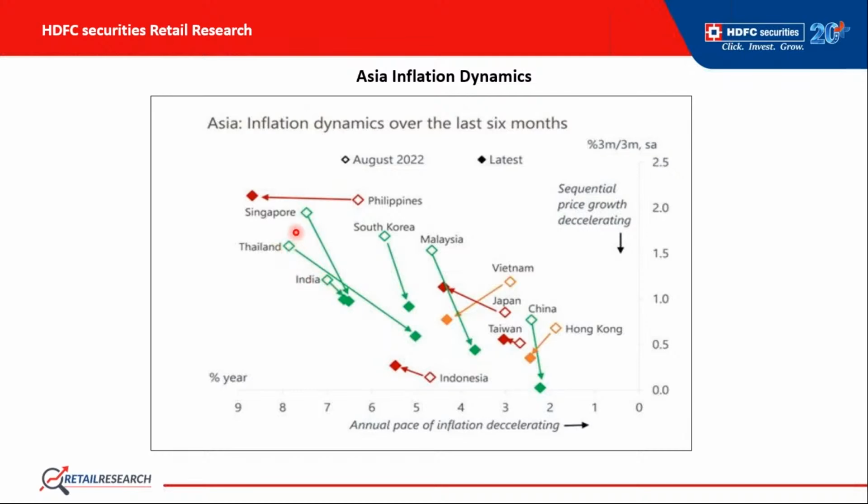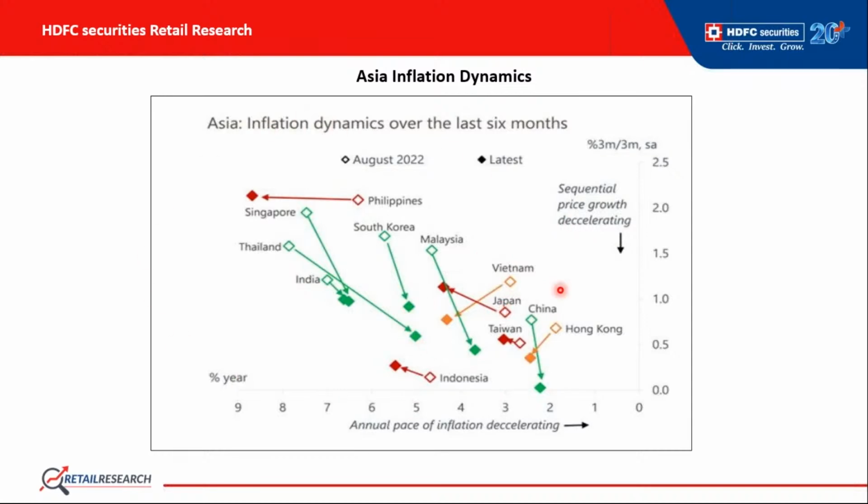The major thing you can see is Thailand, which had inflation somewhere around 8%, and it has come back to the level of 5%. So in the majority of the Asian countries, we are witnessing a downfall in inflation, while some countries like Hong Kong and Vietnam are still facing issues as far as inflation is concerned.